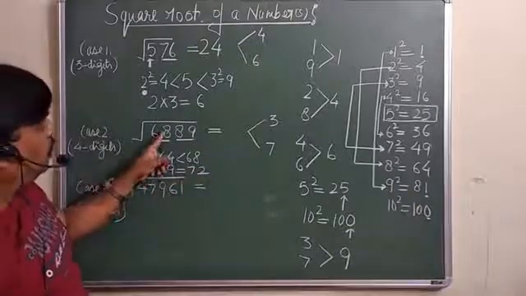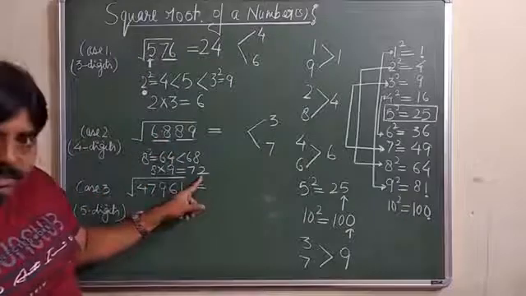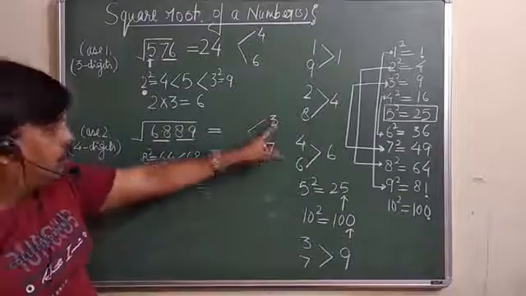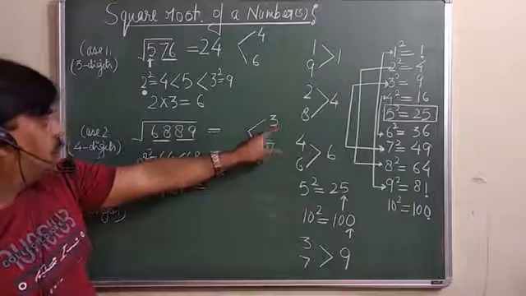So this 68 is less than 72. So which number will we take at the unit place? We will take the smaller number.